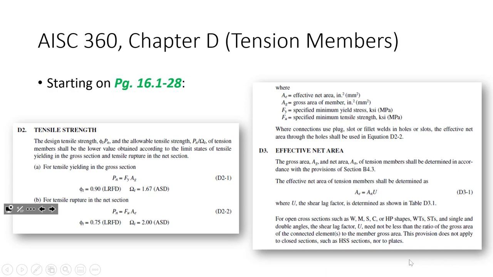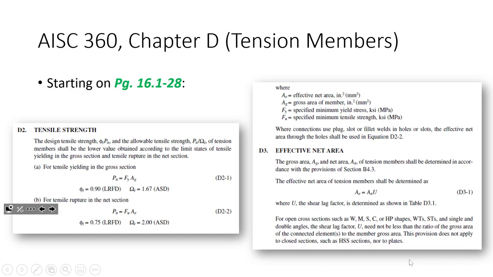So this is the code telling us how to apportion tension members. It is saying that the design tensile strength of a tension member shall be as follows. Okay? And there are two limits they've listed. One of them is for tensile yielding in the gross section. So what does it say? It says that the nominal capacity, Pn, is Fy times Ag.